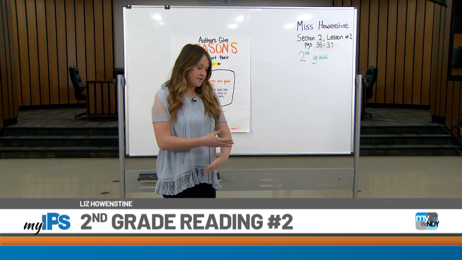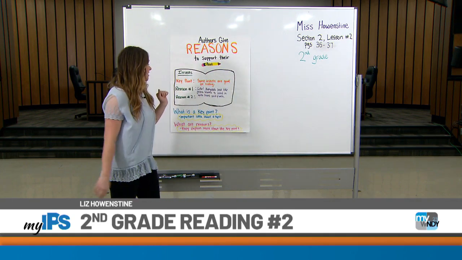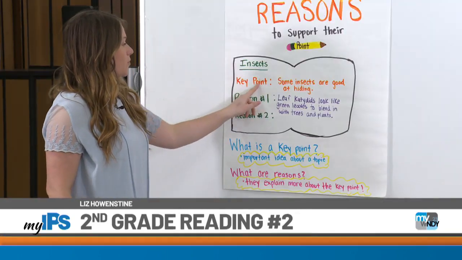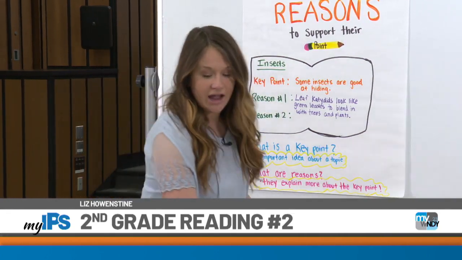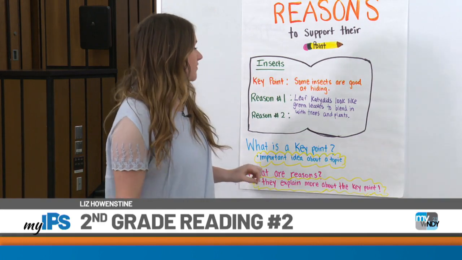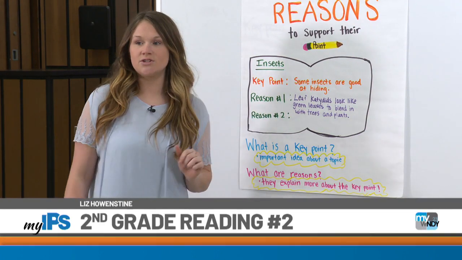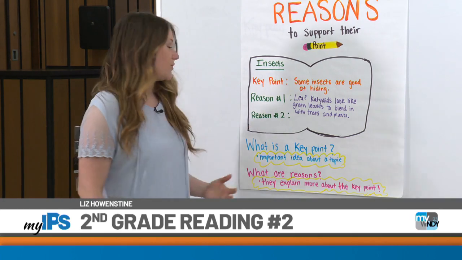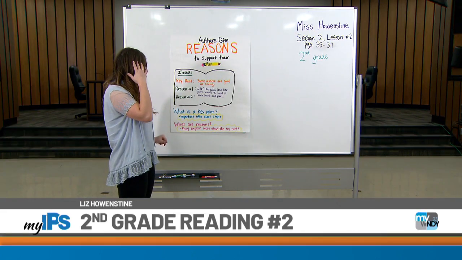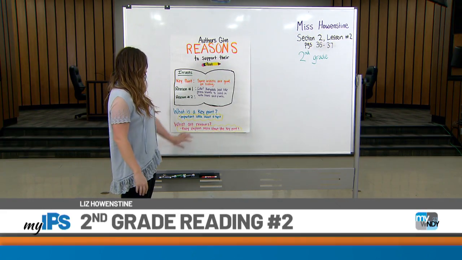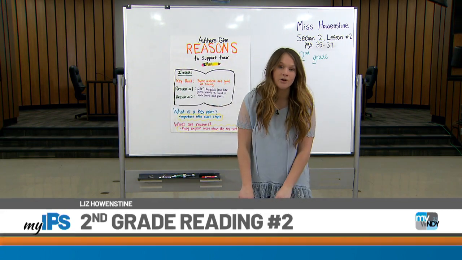If we read this passage about earwigs, we are going to have a point that we make. The author is trying to make a point, and we have to find it and then support it with 2 reasons. We're backing it up. Remember, if you need help with what a key point is or what reasons are, it is down here. But we are going to go ahead and read.